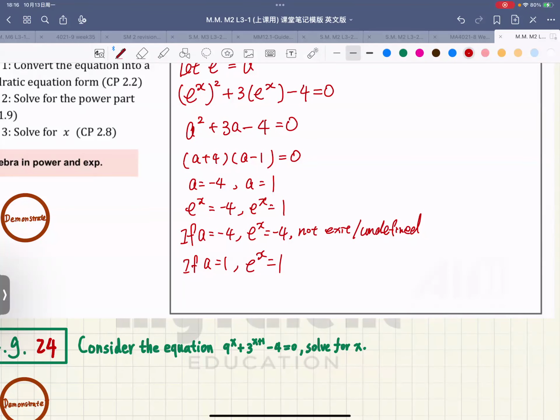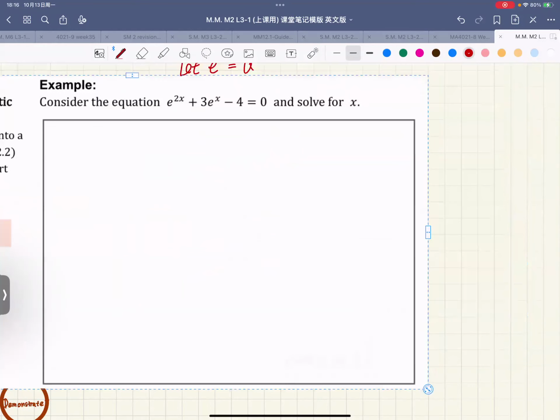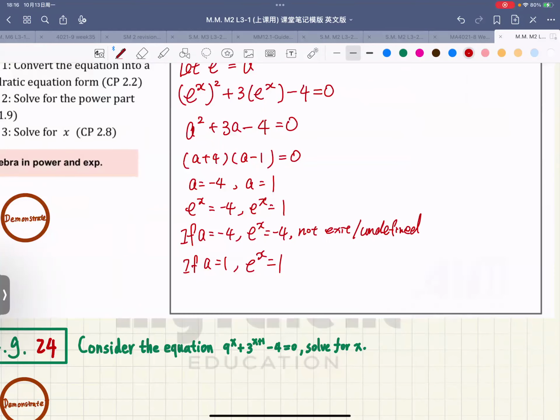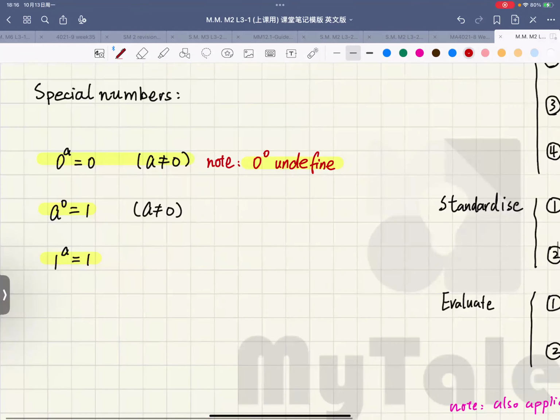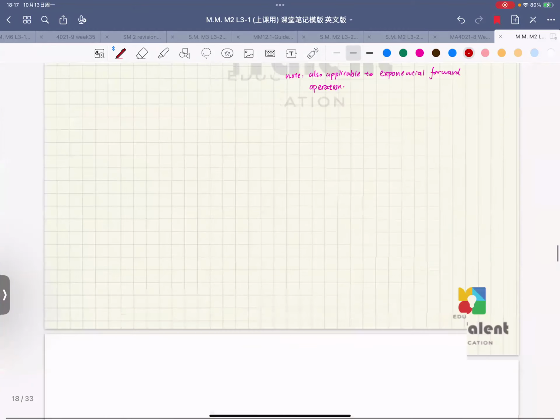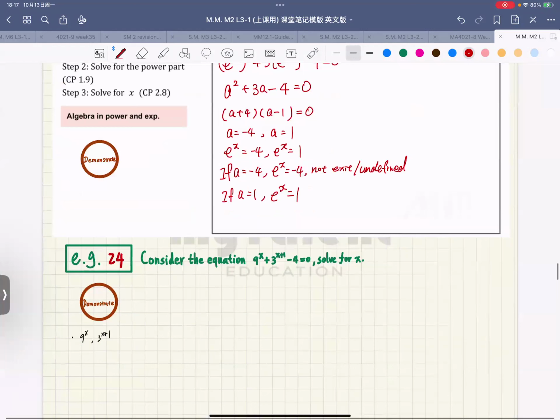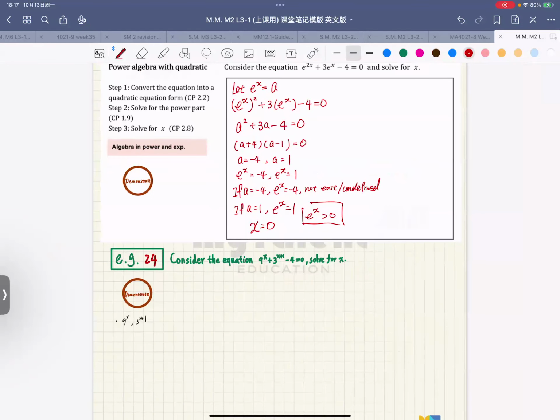So if we go back here, equal to 1, so basically x equal to 0, because anything to the power of 0 is equal to 1, okay? e to the power of x must be greater than 0. All right, any questions?